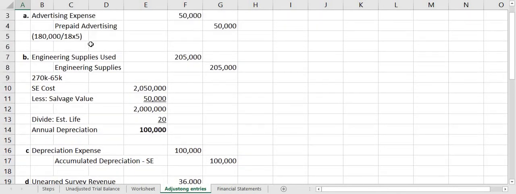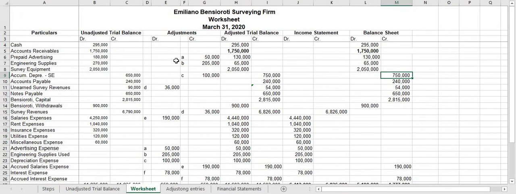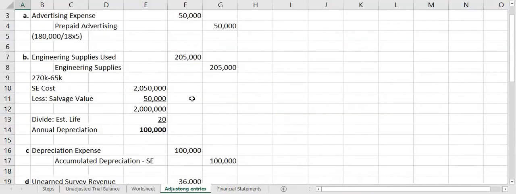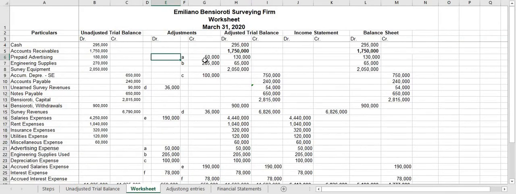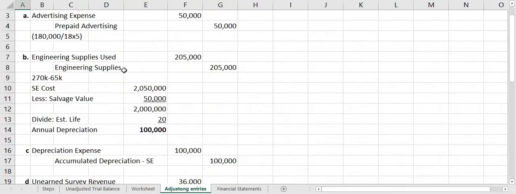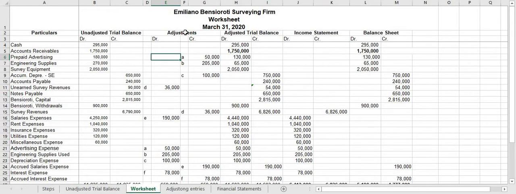After preparing adjusting entries, you transfer those adjusting entries to the adjustment column of the worksheet. If an account has a credit adjustment based on your adjusting entry, then you credit it. If it is a debit in your adjusting entry, then you also debit it here in the adjustment column. Don't forget to put a letter.